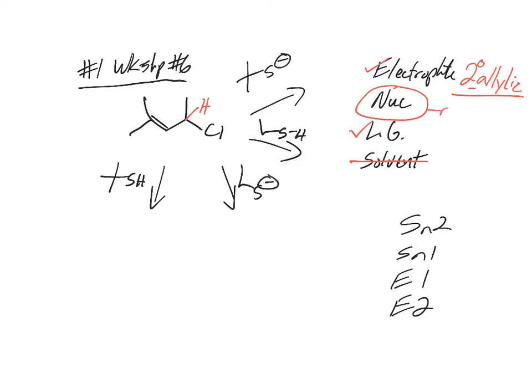Reactivity and size. Right, these are the 4 factors. We went through this for every single problem. For Sn1, Sn2, E1, E2, we went through these 4 things. In this case, we're isolating just the nucleophile, and we're going to look at the reactivity and size. That's the important part about it.